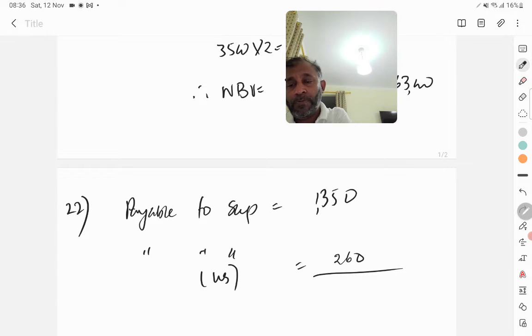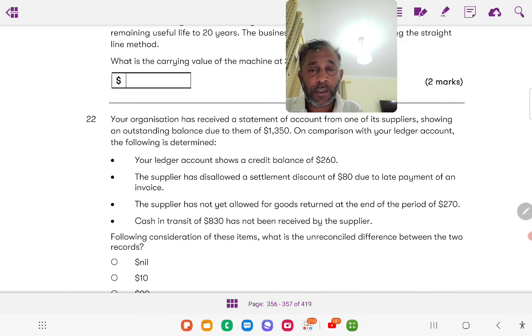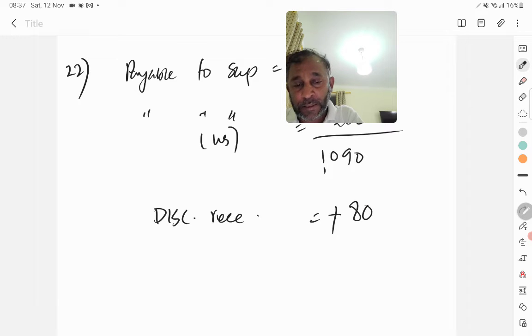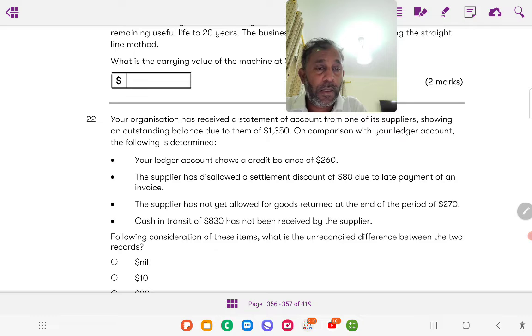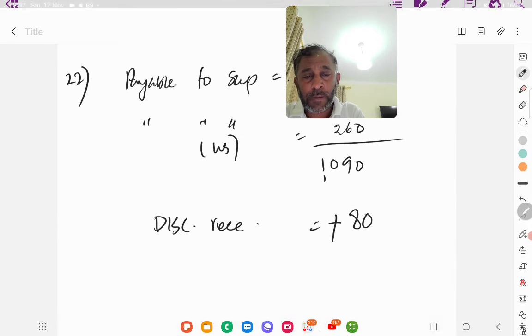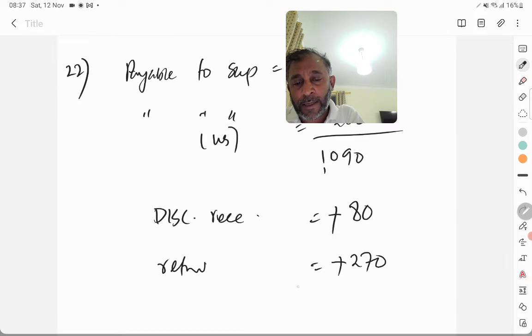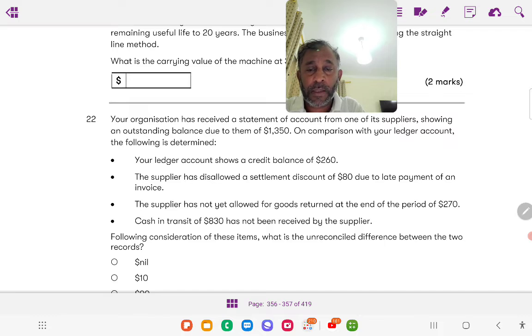So what is the difference now? Let's work out the difference. 1,350 minus 260. So I'm left with 1,090. Now let's find out the reasons. The supplier has disallowed a settlement discount of 80 due to late payment of an invoice. So, discount received, we need to cancel. So that is 80. So this is plus. And then, the supplier has not yet allowed for goods returned at the end of the period, 270. So, returned 270, that also plus. And cash in transit 830.